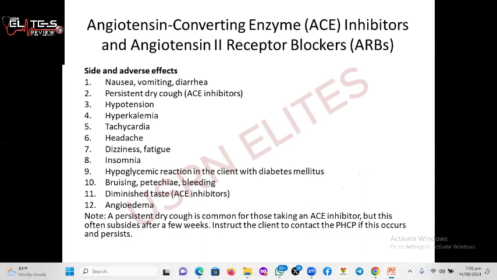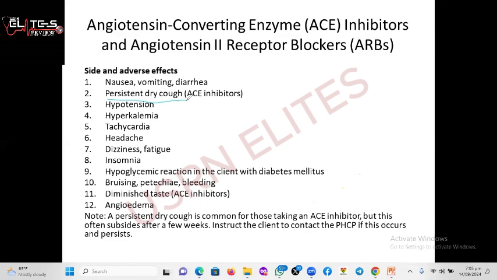Then, when we are giving ACE inhibitors, we need to monitor the kidney function. I think I'll go to the management, but let's look at some key side effects I want to highlight here. Now, the GI abnormalities, we know that when it comes to most medications, the GI symptoms are there. But when it comes to the ACE inhibitors, dry cough is an expected side effect for someone taking an ACE inhibitor.